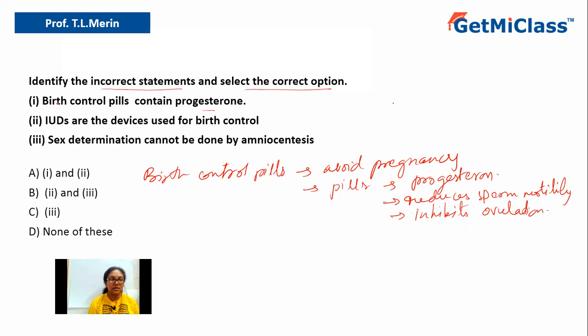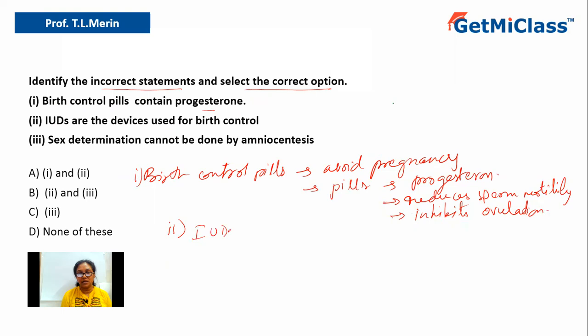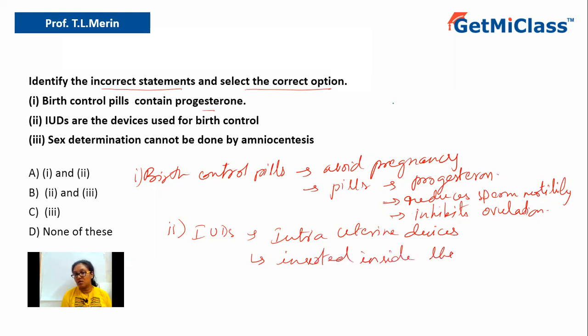So let us see. The first one says birth control pills contain progesterone. So that is about the first statement. The second statement says IUDs are devices used for birth control. What do you mean by IUDs? IUDs are nothing but intrauterine devices. These are the devices which are inserted inside the uterus of the female.